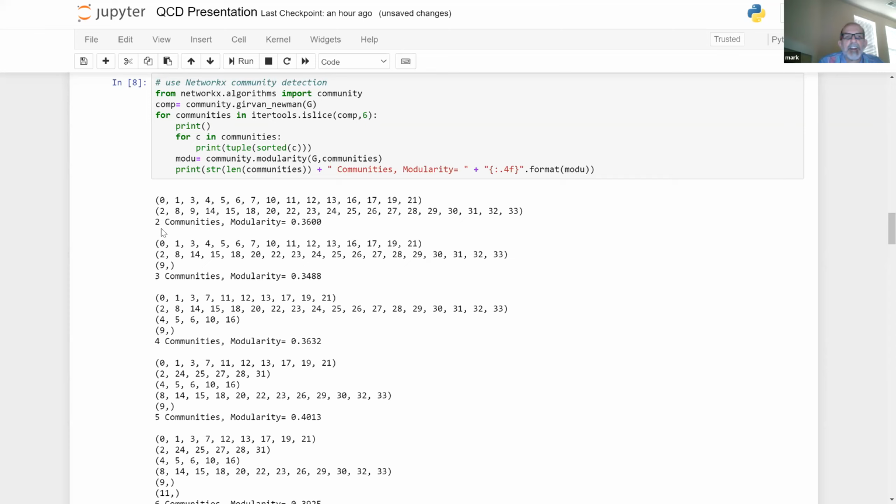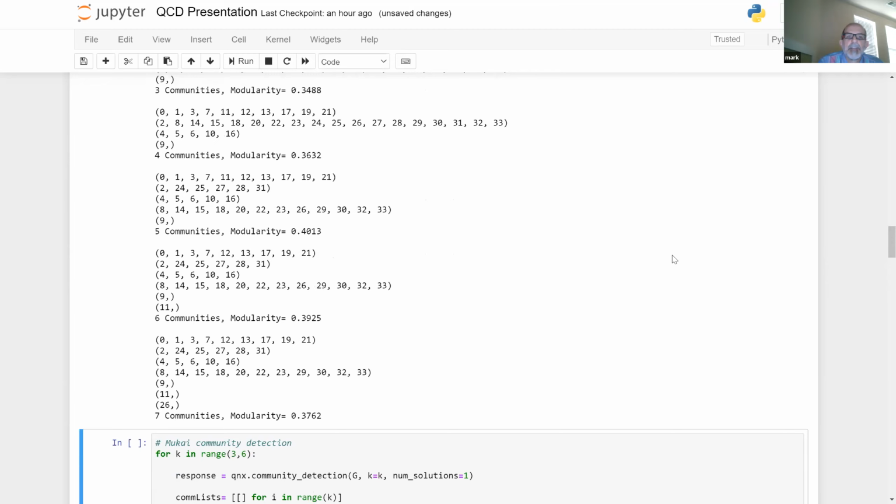if you're trying to find the globally optimal solution, because 2 really wants to be in with 0, 1, and 3. In this case, it then gets 3 communities, and the modularity actually decreases to 0.34. 4 communities, back up to 0.36. 5 communities is the maximum at 0.401. And then with 6 and 7 communities, the modularity starts to decline. So as far as the NetworkX algorithm is concerned, 5 communities is the optimal solution with a modularity of 0.401.